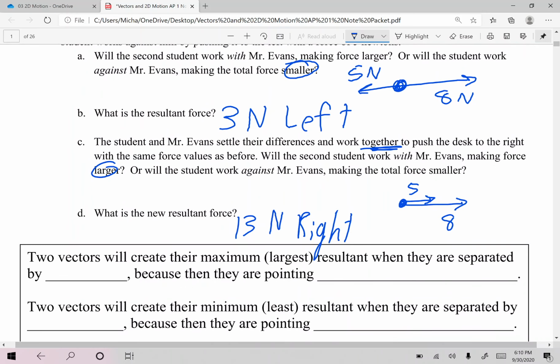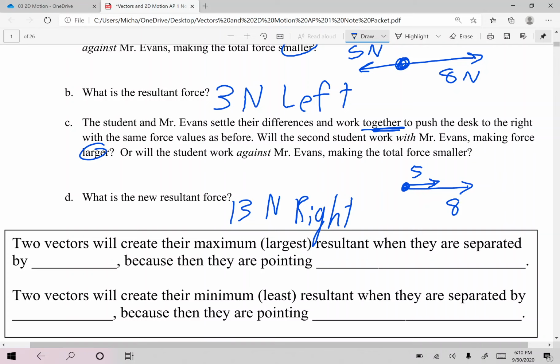Now, when we do vectors, and we've already covered this in class, we talk about them using angles. That's how we define their direction. Now, two vectors will create their largest resultant when they're separated by blank degrees. And this one is going to be 0 degrees, because when two vectors are separated by 0 degrees, they're pointing in the same direction.